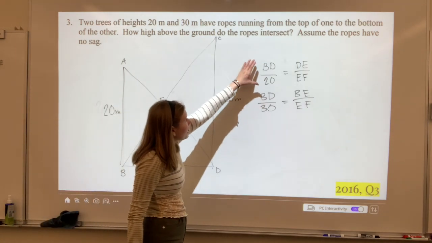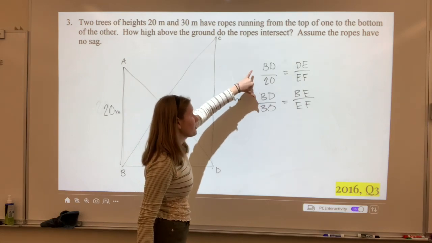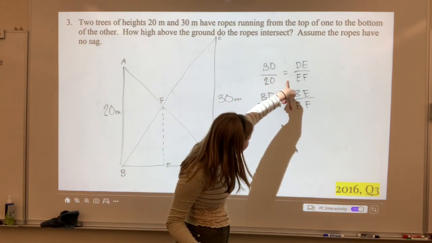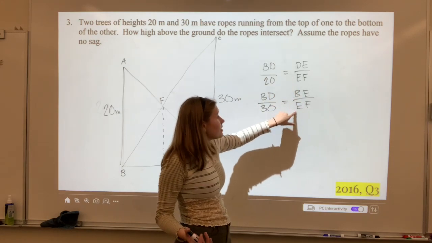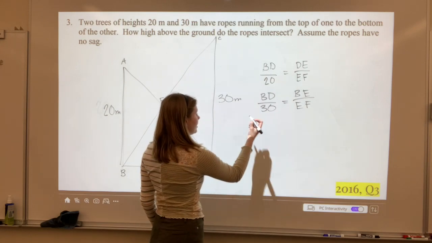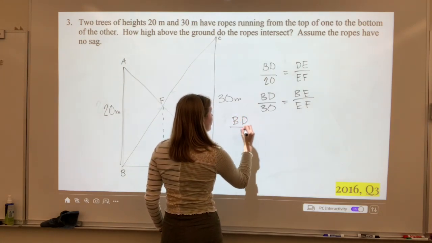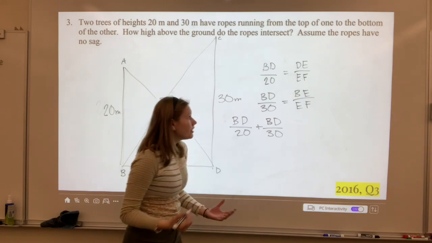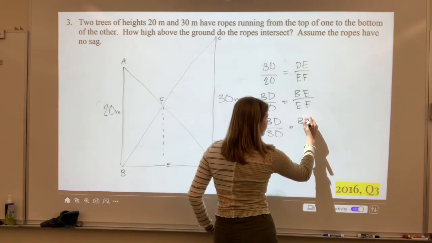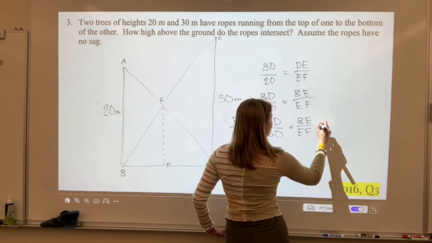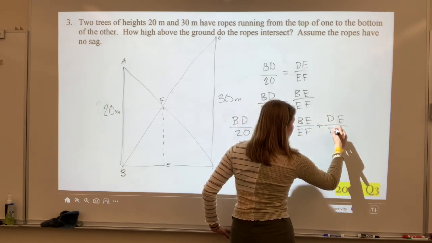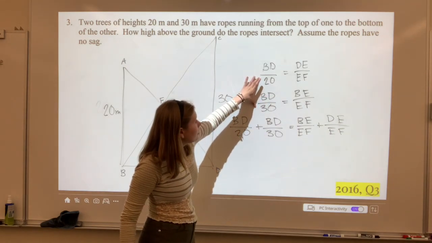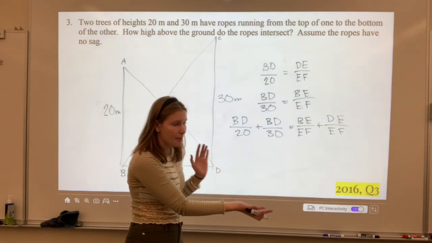All right, so if you notice, these two fractions are very similar. They have the same numerator and a numerical denominator, so that's going to be helpful. These two fractions have the same denominator. So if you add BD over 20 to BD over 30, you're going to get BE over EF plus DE over EF. And we know this because if these are equal, and we add them to two values that are also equal, they're still going to be the same.